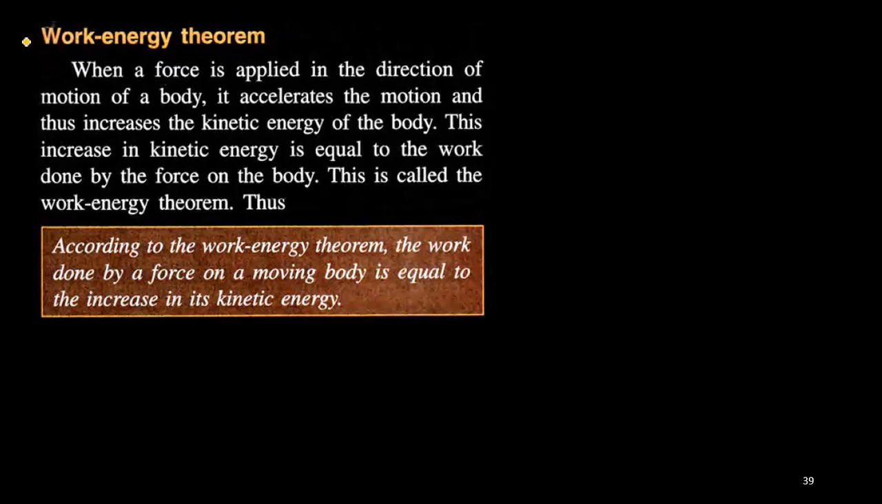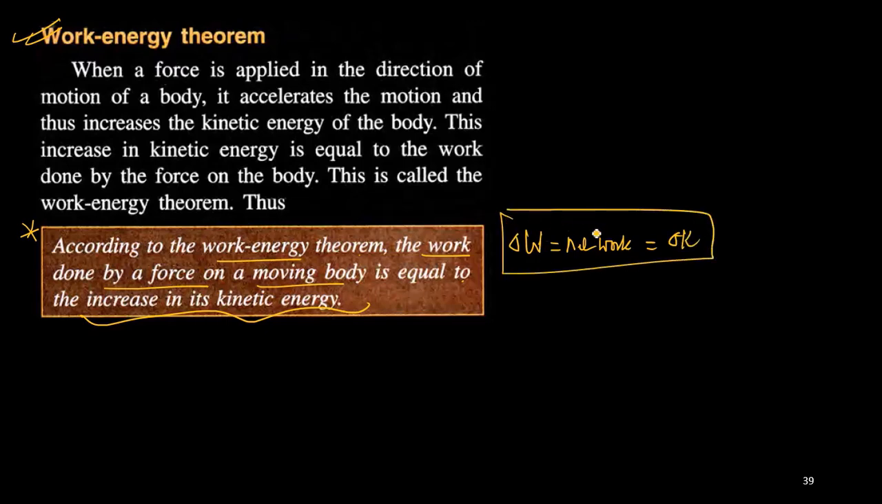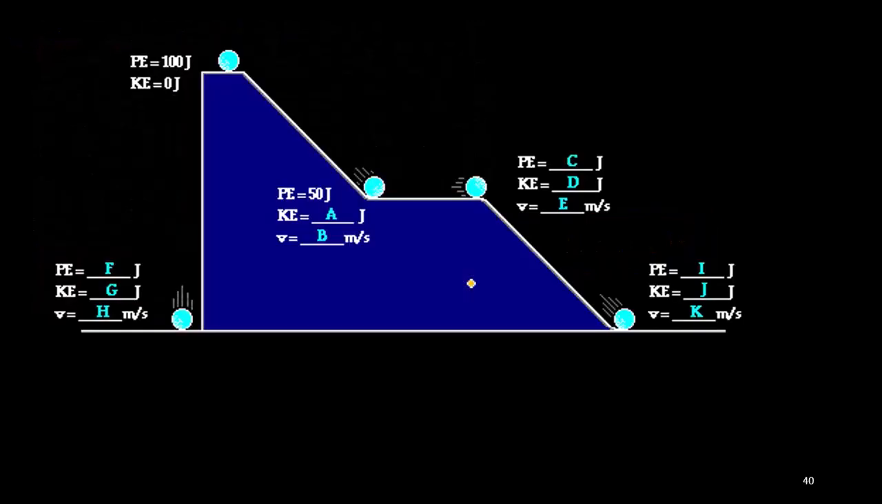Okay. Now comes the work energy theorem. According to the work energy theorem, the work done by a force on a moving body is equal to the increase in kinetic energy. So what is the total work? Delta W, that is the net work, is nothing but the change in kinetic energy. That is the work energy theorem. So whatever amount of work I am doing is fully converted into an increase in the kinetic energy, provided there are no other forces which would cause a loss of energy. Okay. So for that situation, I can use this.